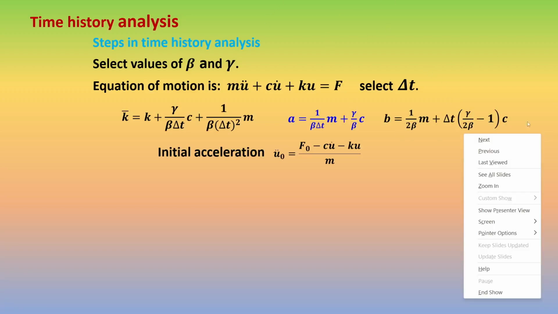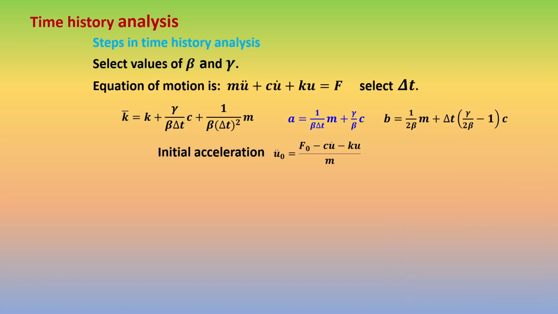The effective stiffness, k bar as shown here, is equal to the normal stiffness, then a part decided by the time step size, gamma, beta, and c, and another decided by the mass and beta and delta t. So this gives the effective stiffness. Then there are two constants a and b, which are to be calculated through these formulae as shown here.